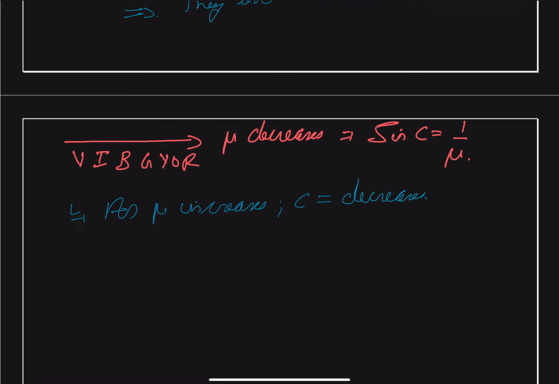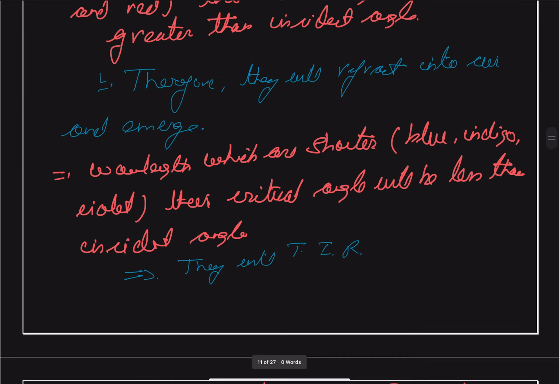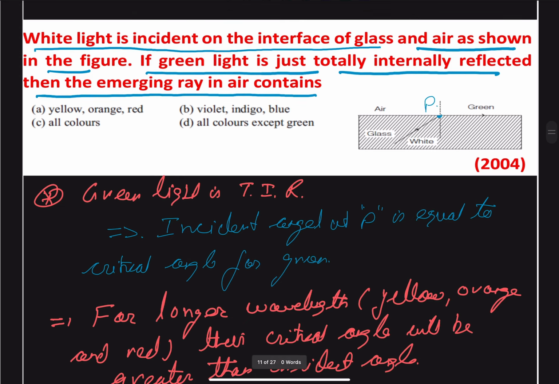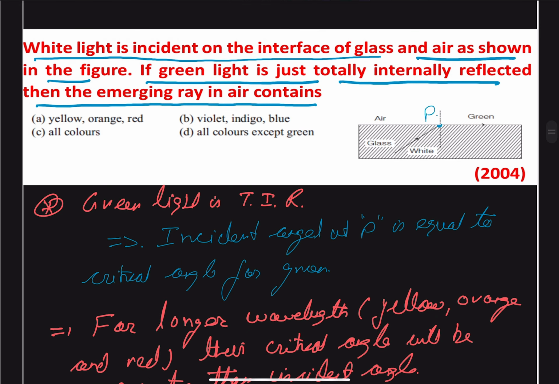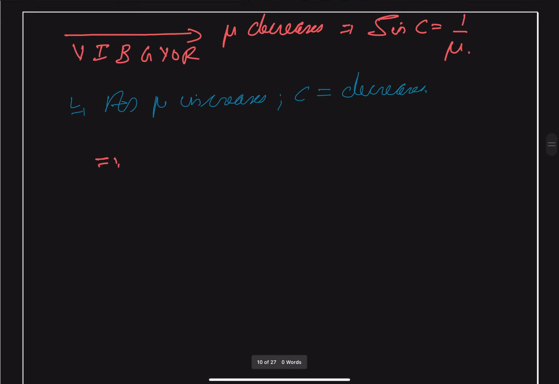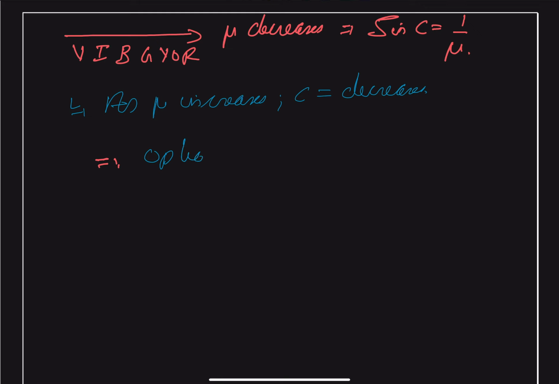So based on the same conclusion, we can say that the lights that will be coming out will be yellow, orange and red. Yellow, orange and red. So option number A is correct.